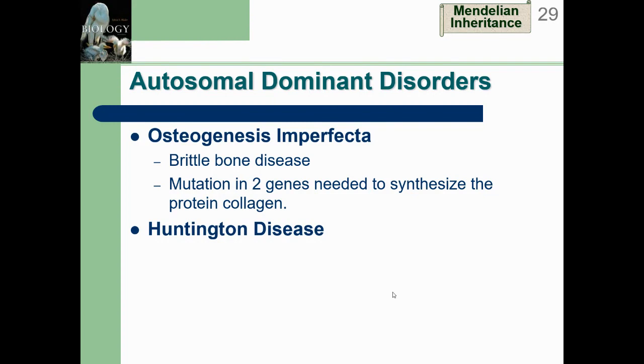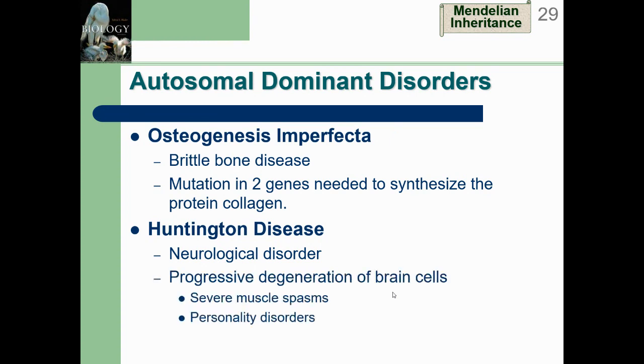and so bones break easily. Huntington disease is a neurological disorder that causes progressive degeneration of brain cells. You get personality disorders, severe muscle spasms, a lot of nervous system problems with that. And it's autosomal dominant.